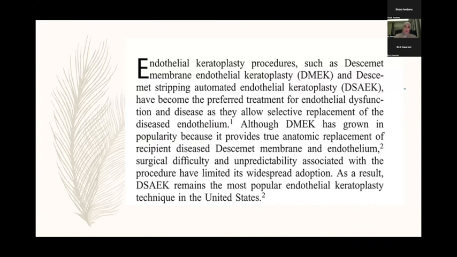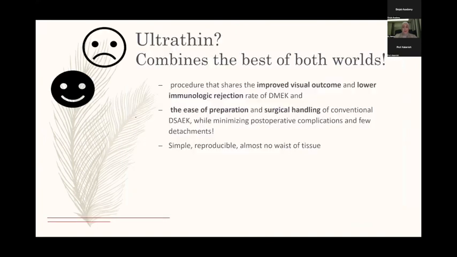Now, before we start, I would like to emphasize that endothelial keratoplasty procedures such as the DSAEK and the DMEK have become the preferred treatment for endothelial dysfunction and disease, as they allow selective replacement of diseased endothelium. Now, the cornea transplant is all about the selective replacement, whether it's the anterior lamellar keratoplasty, or the posterior lamellar, that is in the subtypes, the DSAEK, the ultra-thin DSAEK, the nano-thin DSAEK, and the DMEK. Now, despite all, I would like to say that DSAEK is still the procedure of choice for all types of corneal transplants, because it has a wide spread, and the learning curve is shorter than the DMEK.